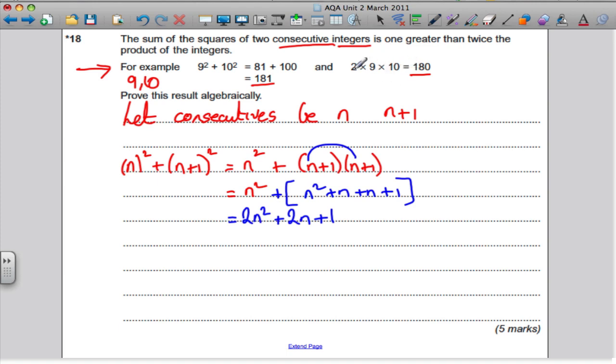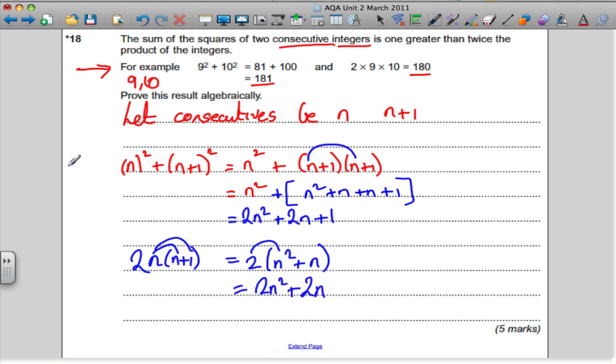Let's times the integers and then double them. So let's multiply the integers n and n plus 1 and then double it, see what we get. Well, let's keep the 2 out of action first. Do n times n and n times 1, so you get n squared plus n. Now multiply it out, you get 2n squared plus 2n.